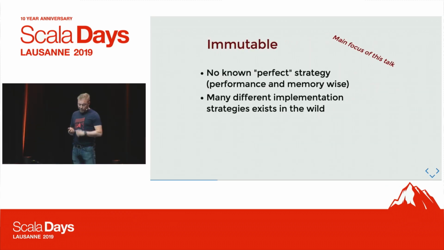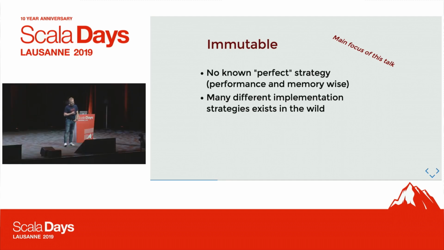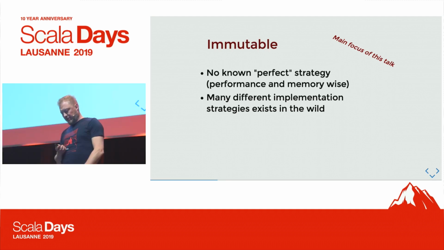The immutable implementation, or the set of immutable implementations, because there are several, there's no known perfect strategy, so you have to make a trade-off. Different trade-offs give different performance or memory usage. And as I said, there is a considerable amount of different implementations that exist in these different languages.